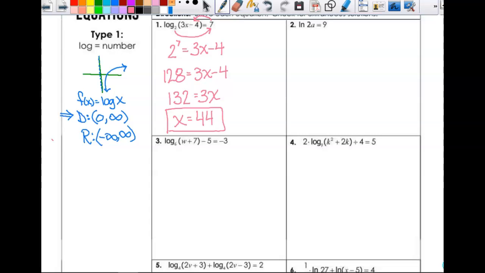All right. Good deal. Let's try number 2. So my log is condensed and it's isolated, it's all by itself, so I just have to rewrite it. What is the base of this log? You remember? Natural log has a base of e. Very good. So even though you don't see it there, the base is e, so I take e to the 9th power, and that's equal to 2a.